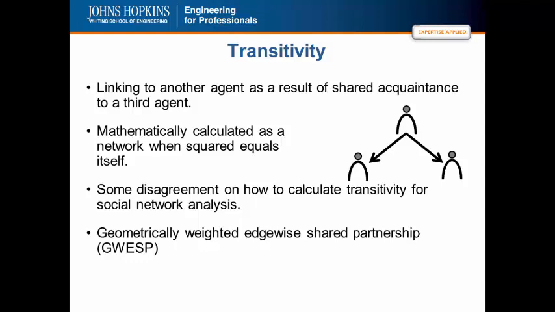So a modification of that is the geometrically weighted edgewise shared partner, which basically says there's a diminishing marginal return to the additional connections. So in other words, if two people have one friend in common, they're more likely to meet. If they have two friends in common, they're even more likely to meet. But if they have 30 friends in common and they haven't met yet, there's probably a good reason for it. So there is a diminishing marginal value for each additional shared partner.